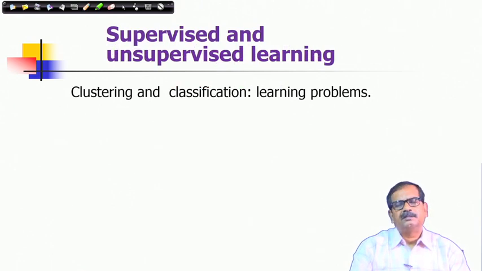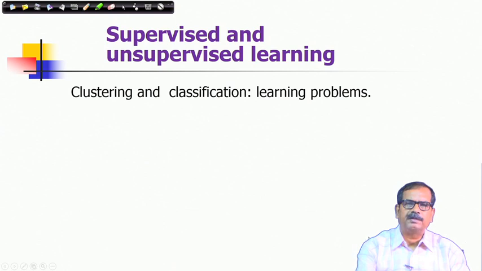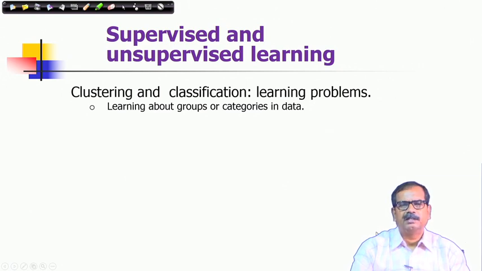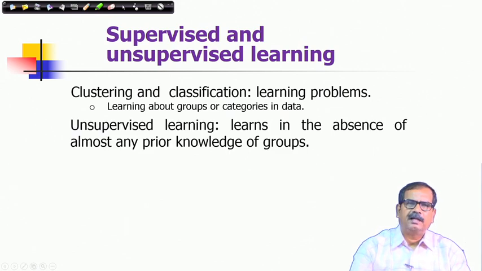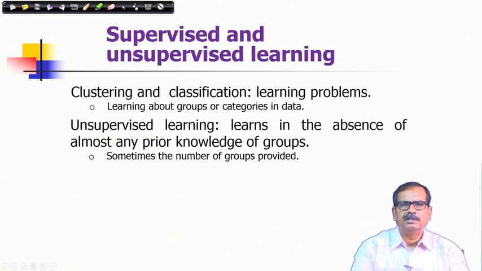So, we can see the approaches of clustering and classification, which are essentially learning problems. There are two approaches when you consider it as a learning problem: supervised and unsupervised learning. Here we are learning about groups or categories in data, and when we say it is unsupervised learning, it learns in the absence of almost any prior knowledge of groups. I say almost, because sometimes the information on the number of groups is provided. Now, this problem is like clustering.